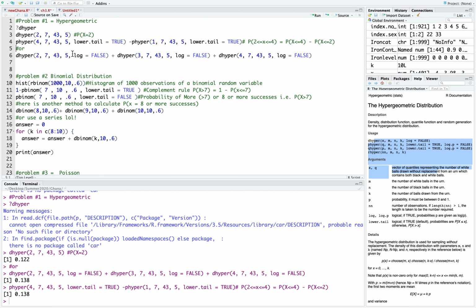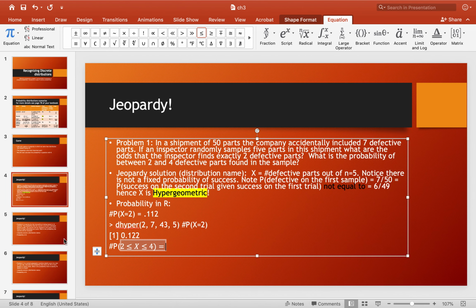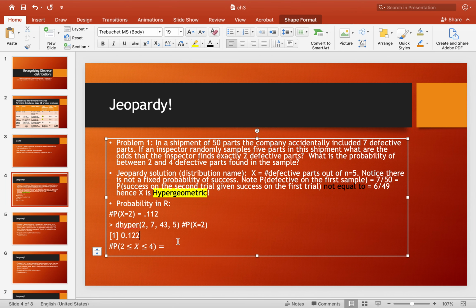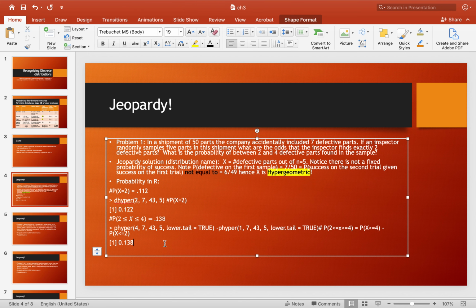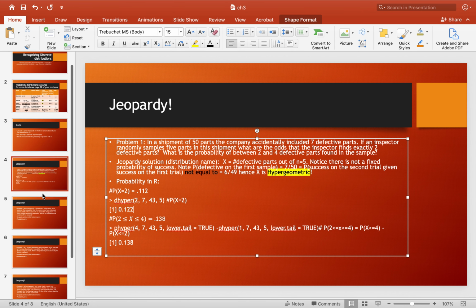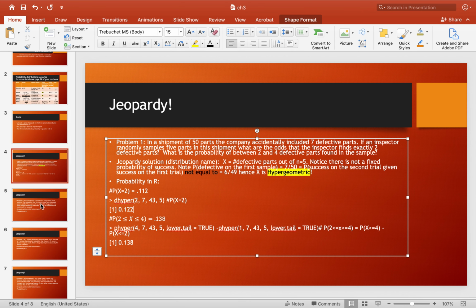What a surprise. Okay, so 0.138 is my answer. And if I want to do this in R, I do that. Okay, so we solved that first problem. Now let's try and do another one. After all, there's lots of distributions to choose from.